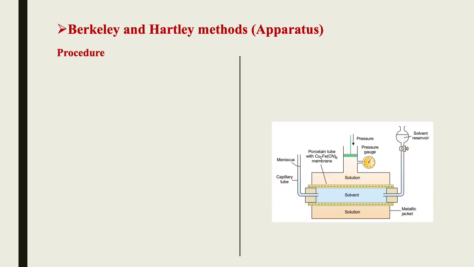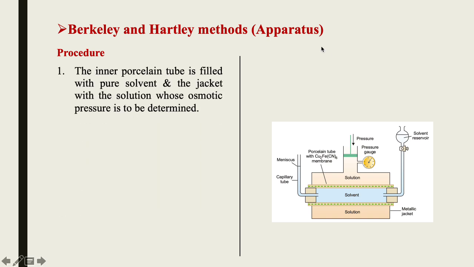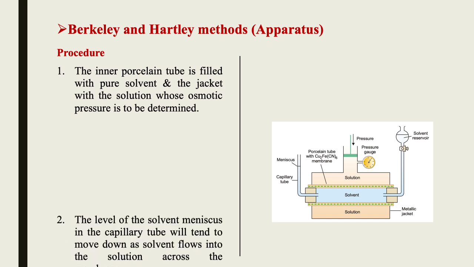So what is the procedure to measure this osmotic pressure? First, the inner porcelain tube is filled with pure solvent, and the jacket with the solution whose osmotic pressure is to be determined. So we have to put the water solution, which is your analyte, over here just to measure the osmotic pressure. The porcelain tube is used as a semi-permeable membrane.